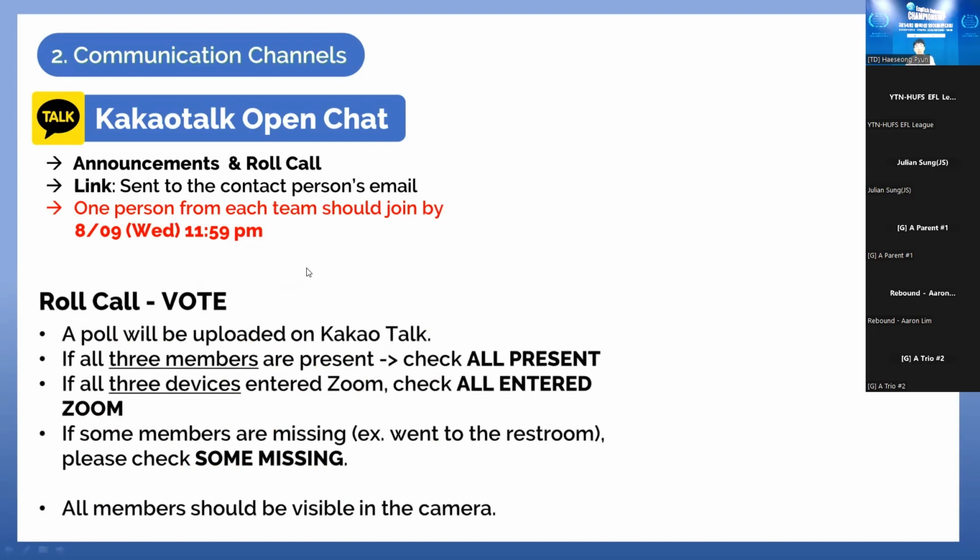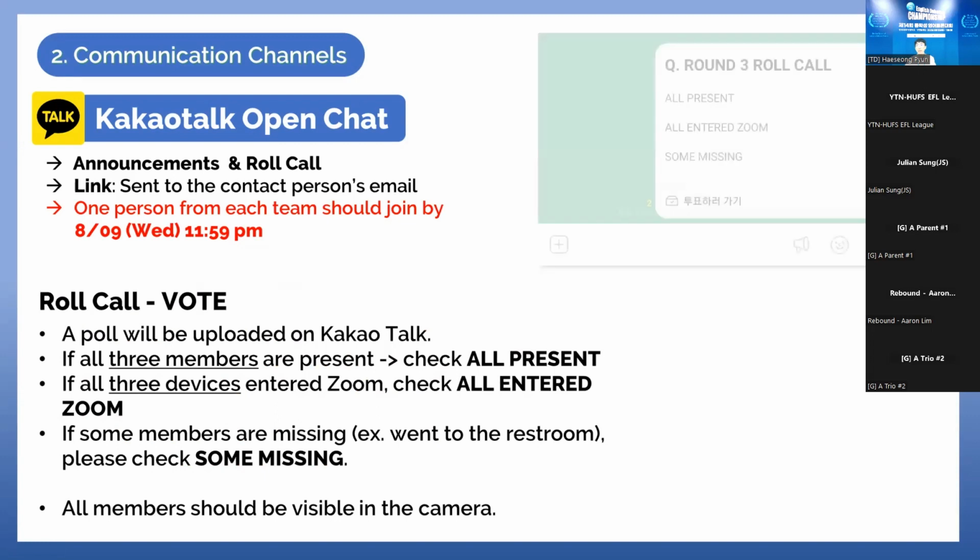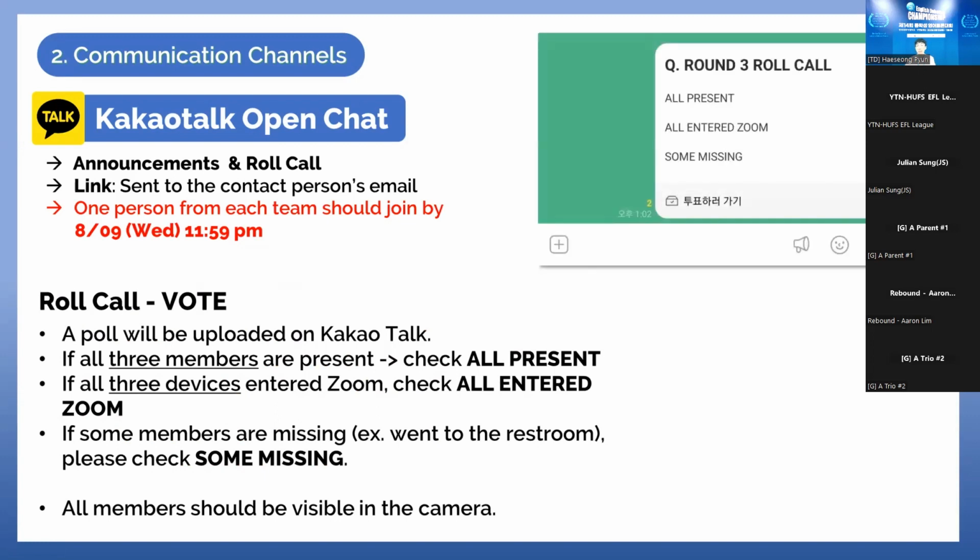Next, I'm going to talk about the roll call. Roll calls are going to be done in the KakaoTalk, as I've mentioned above. The specific process goes as follows. First, a poll will be uploaded on KakaoTalk, and it will look like this. It will look like the picture above, where it says all present, all entered Zoom, and some missing.